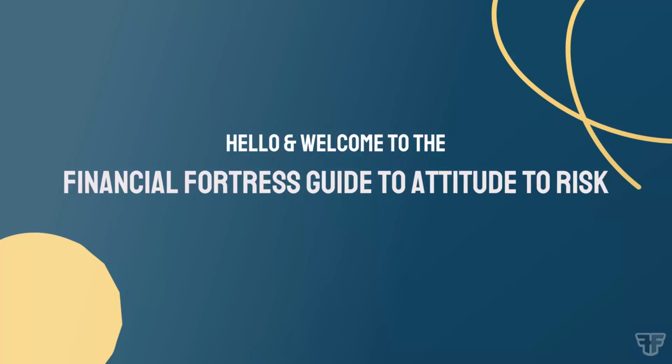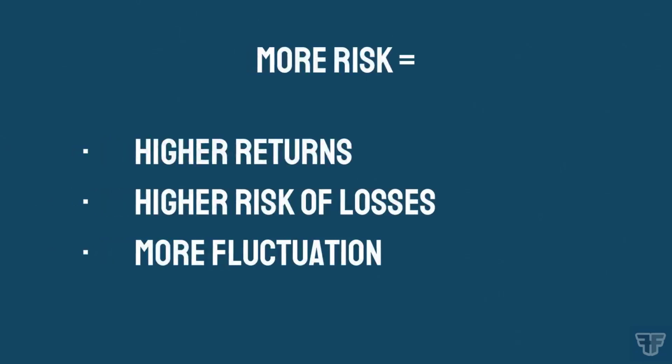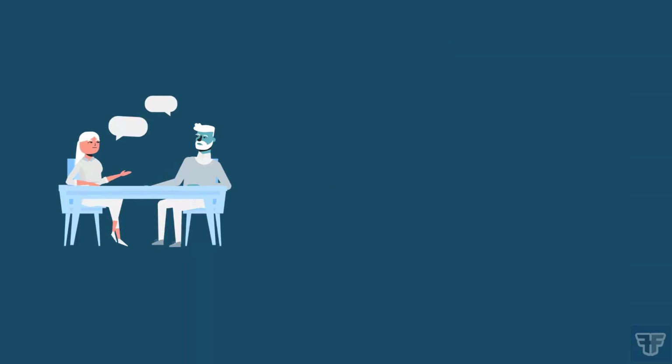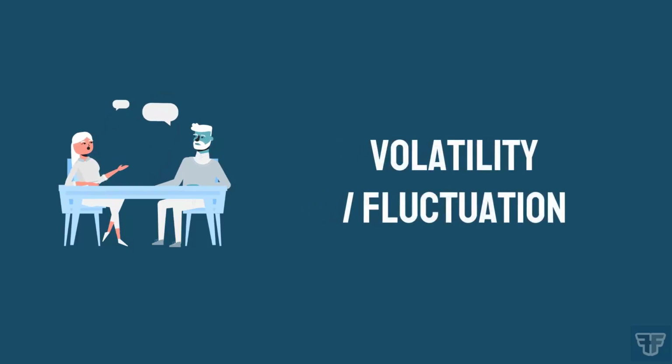Risk and reward have a relationship, and generally speaking, the more risk that you are prepared to accept, the more returns you may see, the more of your money you could lose, and the faster it will go up and down in the meantime. When we talk about investments going up and down, we call this volatility or fluctuations, and generally, the more risk you take, the more fluctuations and volatility would be expected.